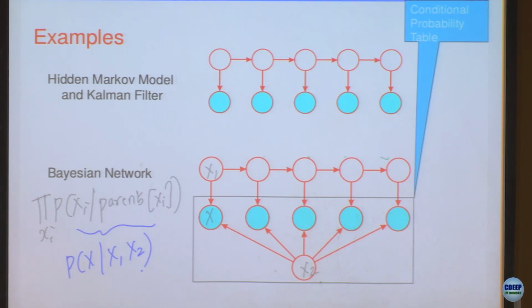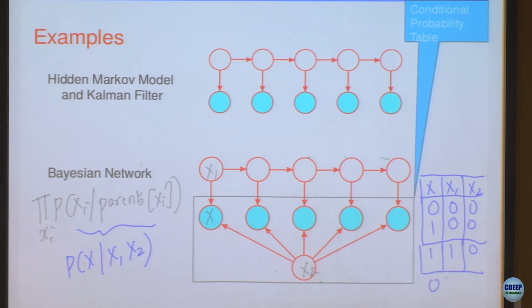If X1, X2 are discrete random variables, you will have something called a conditional probability table. It looks like this. Let us say they were binary: X1, X2 and X. So 0, 0 and 0, 1, 0, 0, 1, 0, and so on. Basically you will have 2 raised to 3 configurations. Okay, so you can imagine all of these configurations.